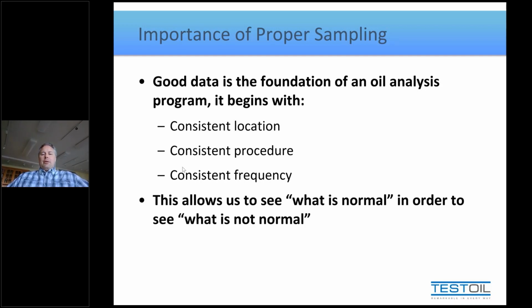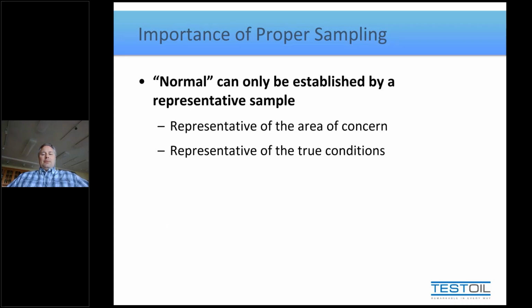And we can't figure out what normal is if we don't have good data coming in. Because what we want to see is a smooth trend. It could be flat, it could be slightly up, it could be slightly down, it doesn't really matter. But when we do see a deviation in the trend, that's when we know things are not normal, and that's when we take further action. So that is essentially the foundation of a good oil analysis program. So what we'd like to do is establish normal by taking what you would call a representative sample.